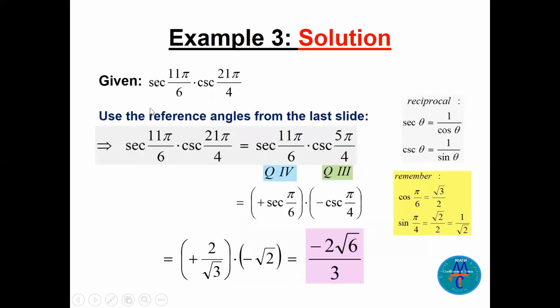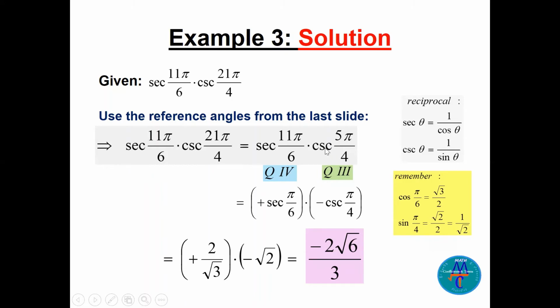We see this is the question here: secant 11 pi over 6 times cosecant 21 pi over 4. So this one stays the same, secant 11 pi over 6, because that's an angle between 0 and 2 pi. For 21 pi over 4, we found already the coterminal, so it would be cosecant of the same as the coterminal. This is in quadrant 4. When we use the reference, you have to check the sign. Secant is 1 over cosine. Cosine in quadrant 4 is positive. So I said plus secant of the reference.